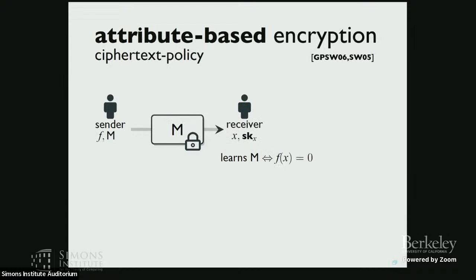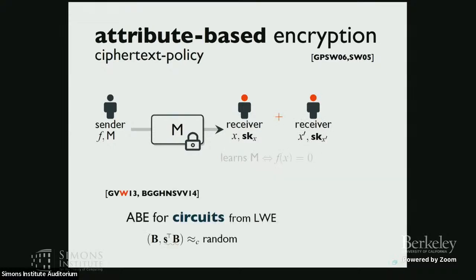Concretely, this is actually the ciphertext-policy version because the policy F is on the ciphertext. So more generally in CP-ABE, we have a sender who holds a function F and a message M and wants to encrypt the message, and secret keys are associated with bit strings. The basic correctness requirement says that you should be able to decrypt and learn M if and only if f of x equals 0. Here 0 is true and not equal to 0 is false. And this should hold even if there are collusions.